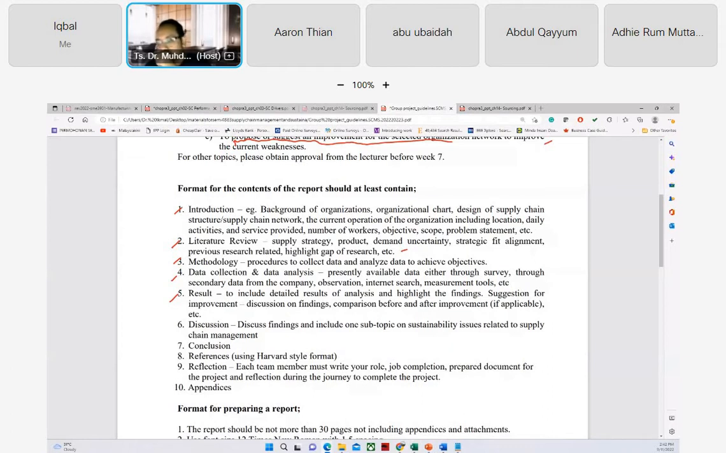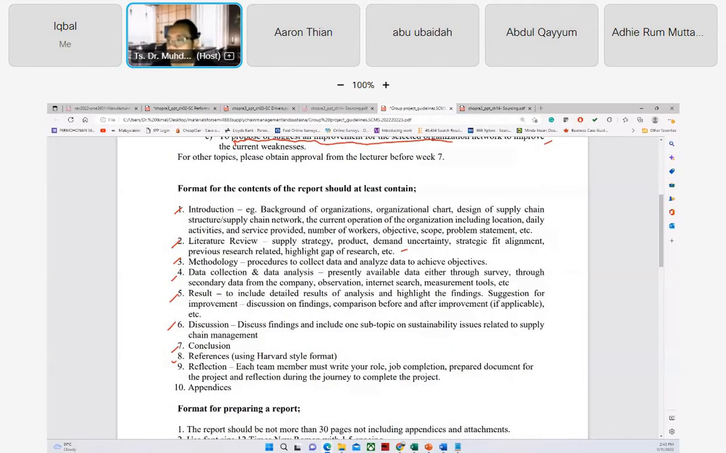Okay, and then a discussion: discuss findings that include one subtopic on sustainability issues related to supply chain management. It's not made up; you put some subtopics of sustainability in your discussion. Then we come to the end, which is your conclusion. Then the references: all the references from the literature you need to list, using Harvard style format.